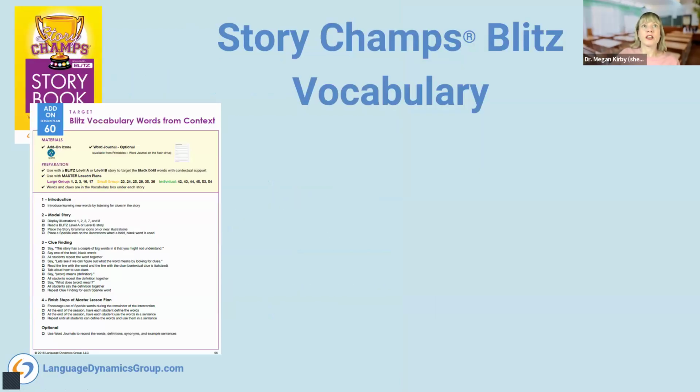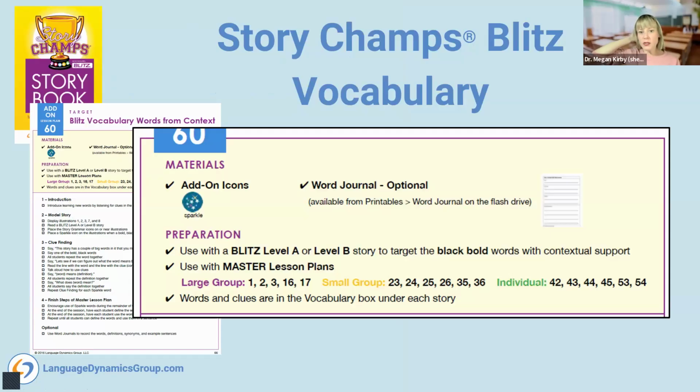Now, I'm going to show you a specific lesson plan. This one is all about that ultimate goal of teaching students how to infer the meaning of unknown words. This is key. We have what's called an add-on lesson plan. It's number 60. And it says you're going to need the sparkle icons. You need to use the storybook, but only at level A or level B story, in the Blitz section of the storybook. Please only pick 2 to 3 black bold words. And then you need to make sure that you combine this lesson plan with one of these lesson plans, and the numbers are based on the formatting. If you have 5 or more students, you'd use a large group lesson plan, 2 to 4 students, small group. So make sure you're combining it with one of these lesson plan numbers.